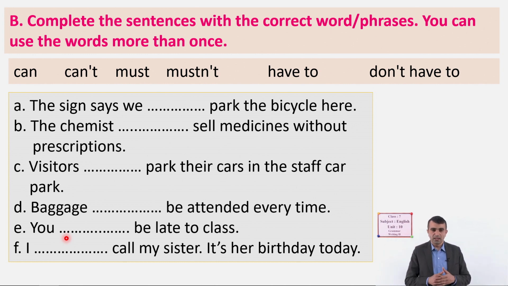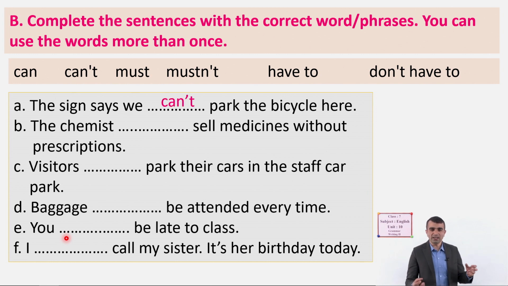Let's try. The sign says we, blank space, park the bicycle here. The sign says we can or can't or must, mustn't. What do you use here? The sign says we can or can't.